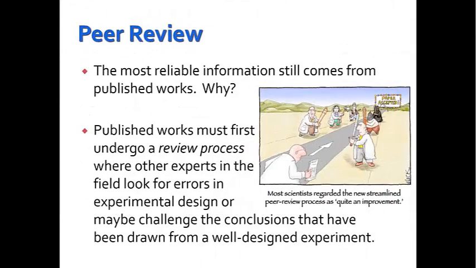The most reliable information still comes from published works. Why? Why does it matter whether it's been published or if it's just something sent out by a scientist in an email or on an e-journal? There is a reason. Published works must first undergo a review process called peer review, where other experts in the field look for errors in their experimental design or maybe challenge the conclusions that have been drawn from a well-designed experiment.